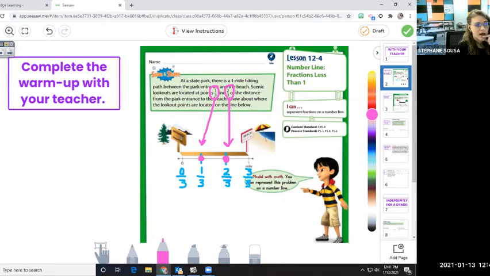Alrighty. I will upload this if you didn't get this slide. I do want us to make sure we get through these. So let's go on to slide 3.